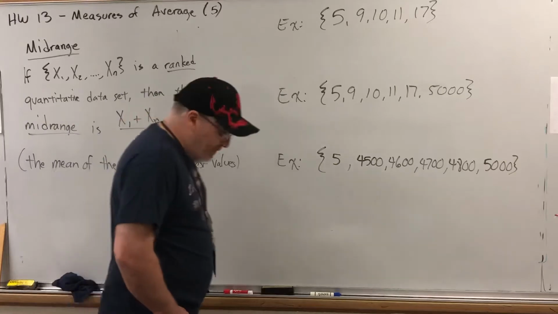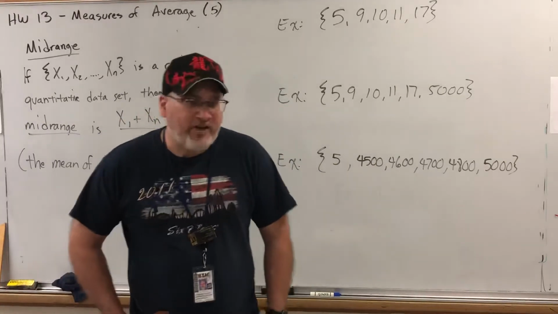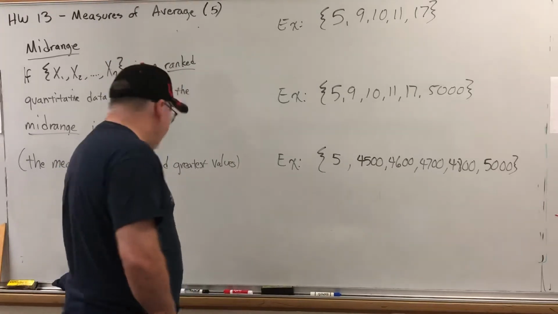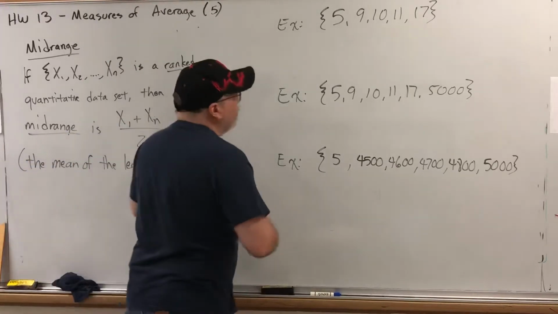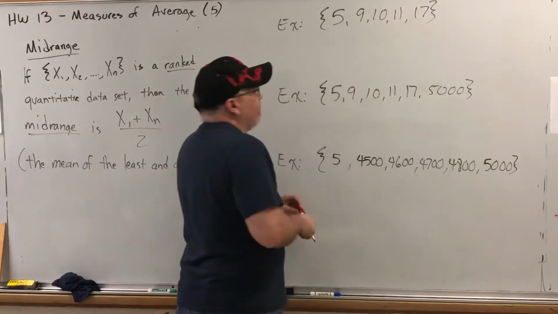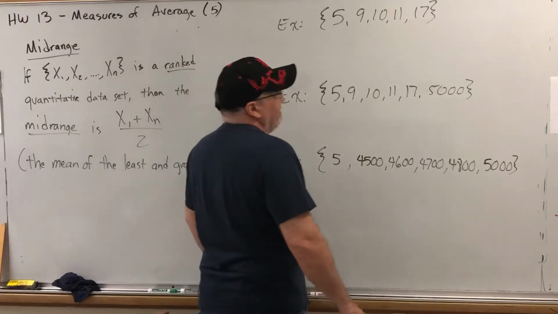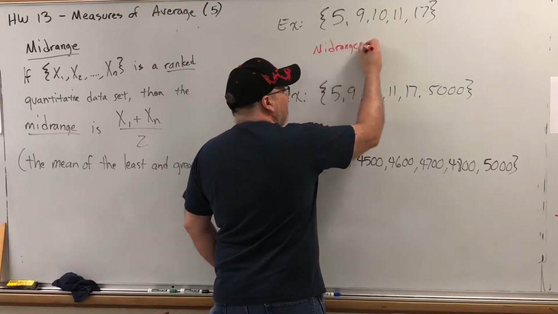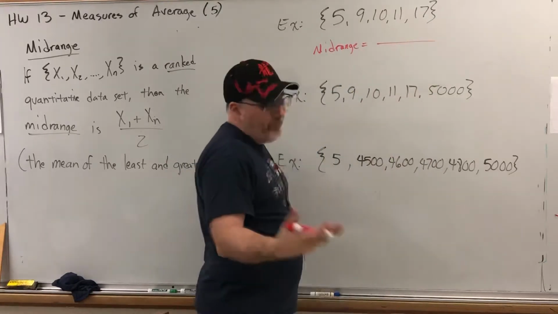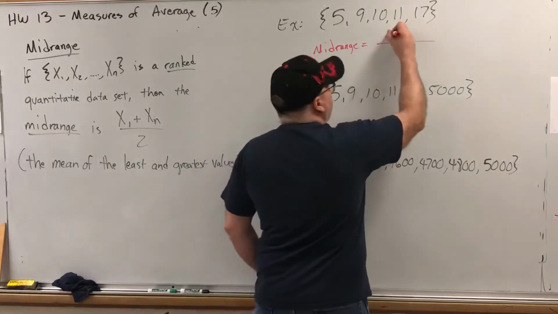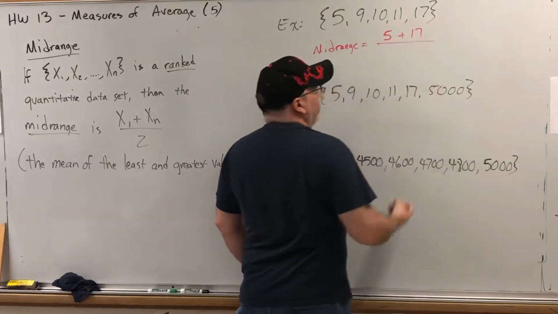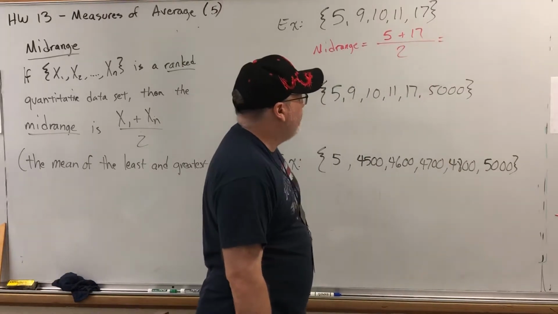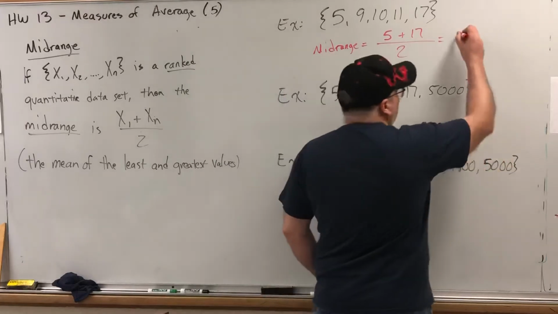Let's take a look at 3 examples. And if you've watched the previous videos, you probably know I'm going to say something about outliers. Hey, look, it's the same data sets we had before. Let's consider the data set 5, 9, 10, 11, and 17. To calculate the mid-range, we simply have to take the mean, average, of the lowest number, which is 5, and the highest number, which is 17. 5 plus 17 is 22, and 22 divided by 2 is 11.